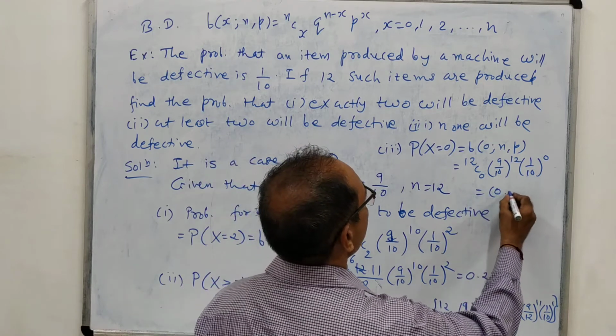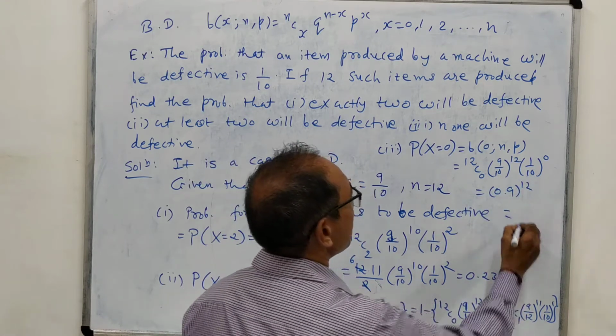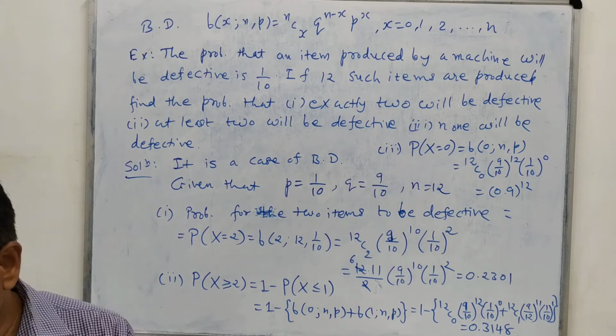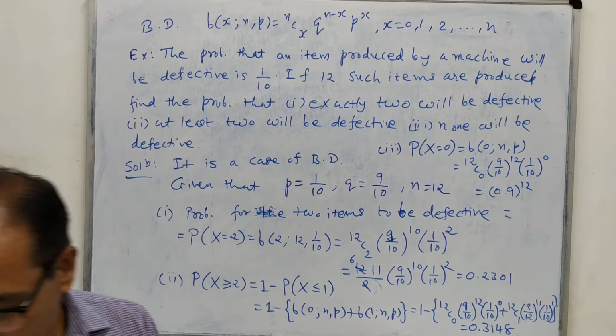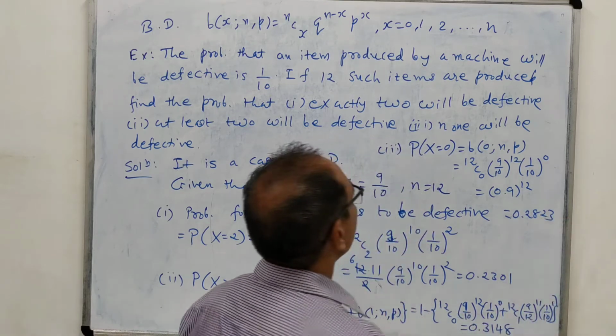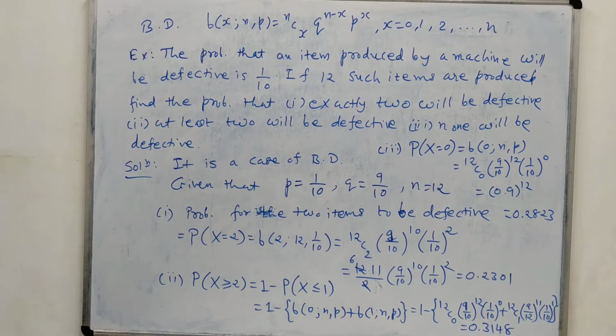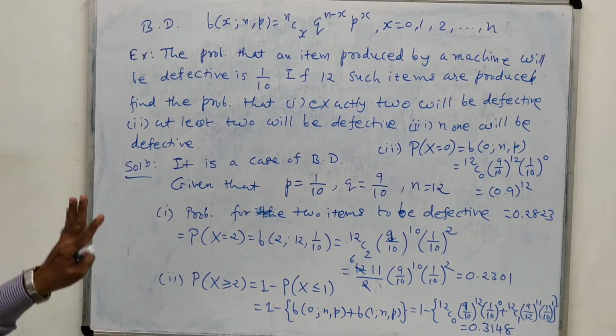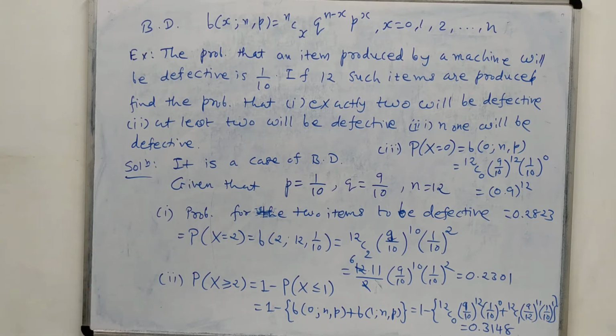So this 9 by 10 is 0.9 whole raised to 12, and you can calculate this by using your calculator, and this is very simple. Its answer will be 0.2823. Okay, so you can observe that the solution of this example is very simple by using binomial distribution.